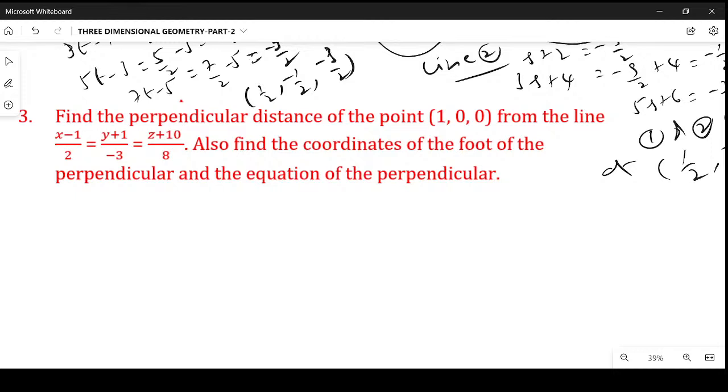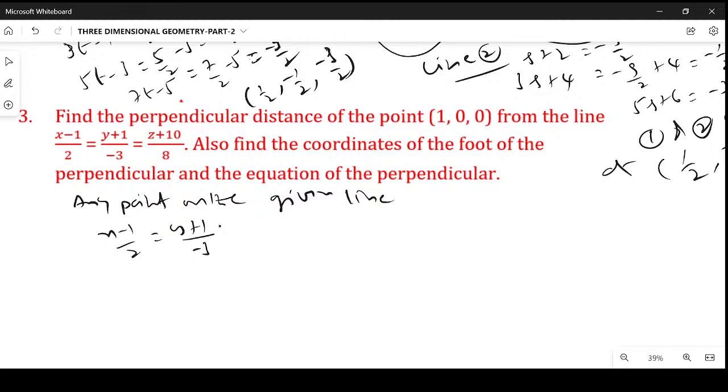So to find the perpendicular distance of the point (1, 0, 0) from the line, this is the given line equation. You can take any point on the given line. I can consider (x minus 1)/2 equals (y plus 1)/(minus 3) equals (z plus 10)/8. So any point on the given line I can take like this.